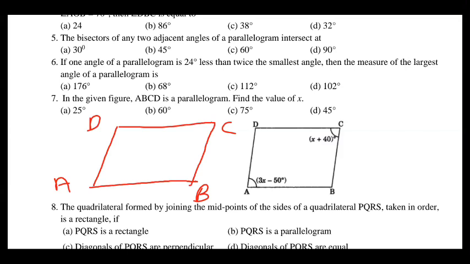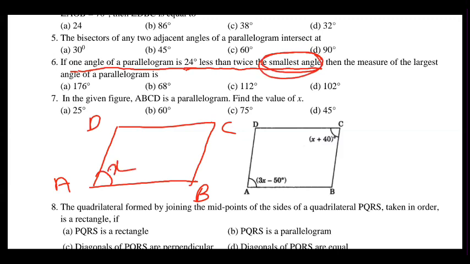Yes. So parallelogram mein unhone smallest angle diya hai. They have not given the smallest angle, okay? If one of the angles of the parallelogram is 24 degrees less than twice the smallest angle, let's consider this smallest angle as x, okay? Let one angle be x, theek hai? Isko x le lenge, theek hai?